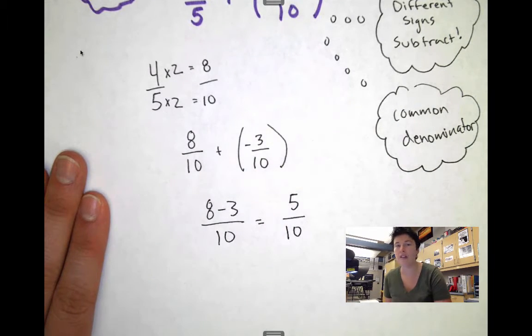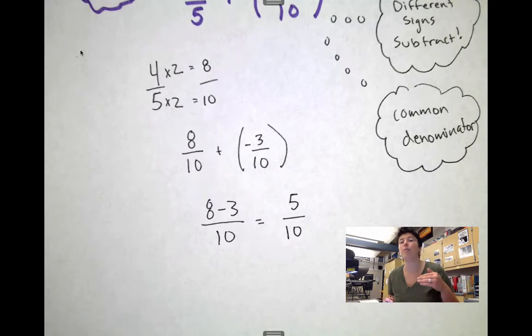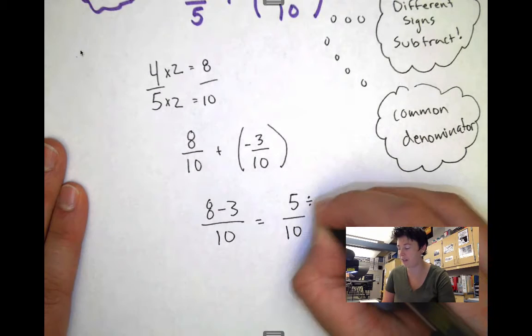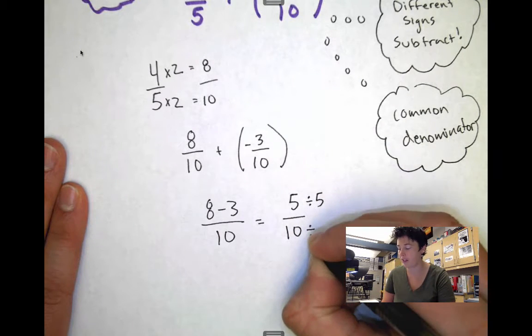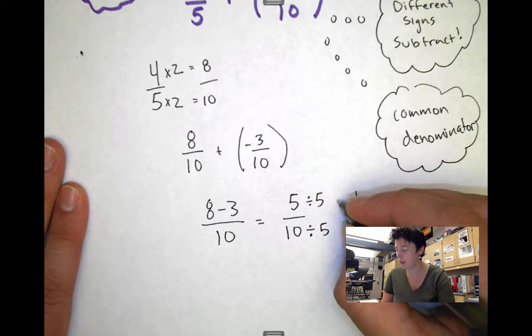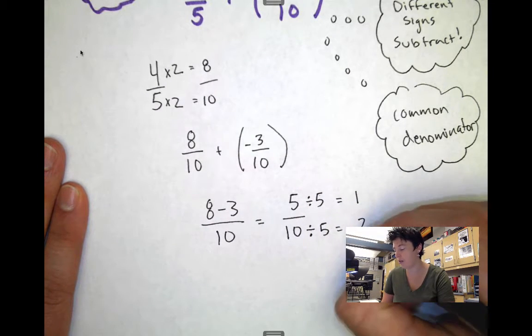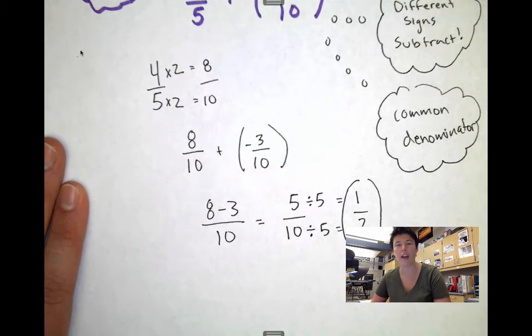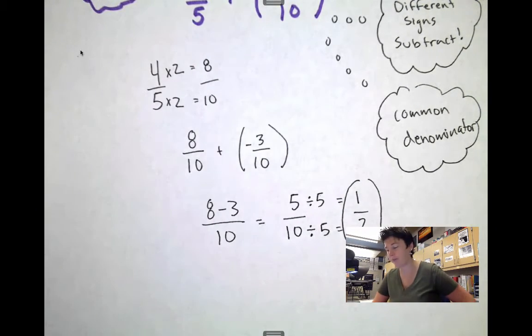With fractions, whenever we get an answer, we always simplify. So I'm just about done, but I know 5/10 does simplify because I could divide by 5. 10 divides by 5 evenly. They both do. 5 divided by 5 is 1. 10 divided by 5 is 2. So I end up with a final answer of 1/2. 1/2 is my final answer to this problem.